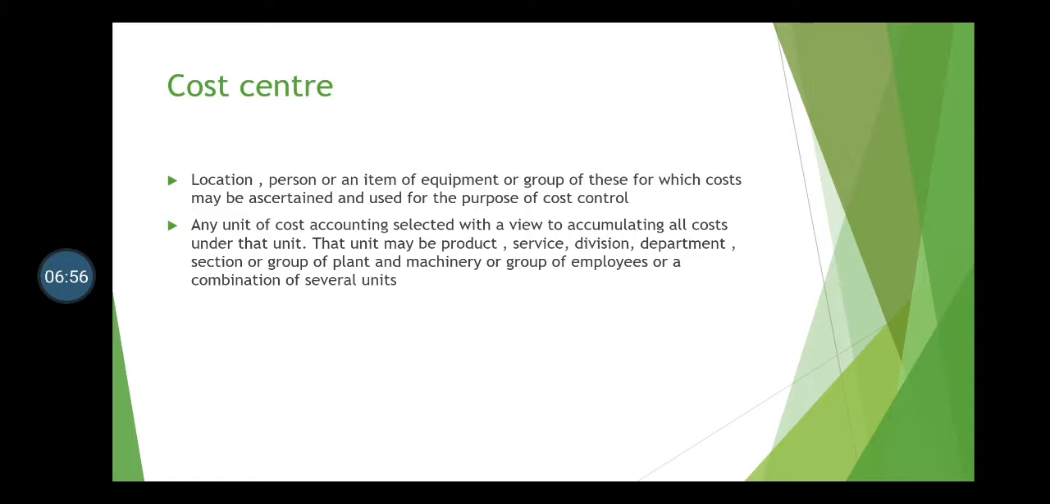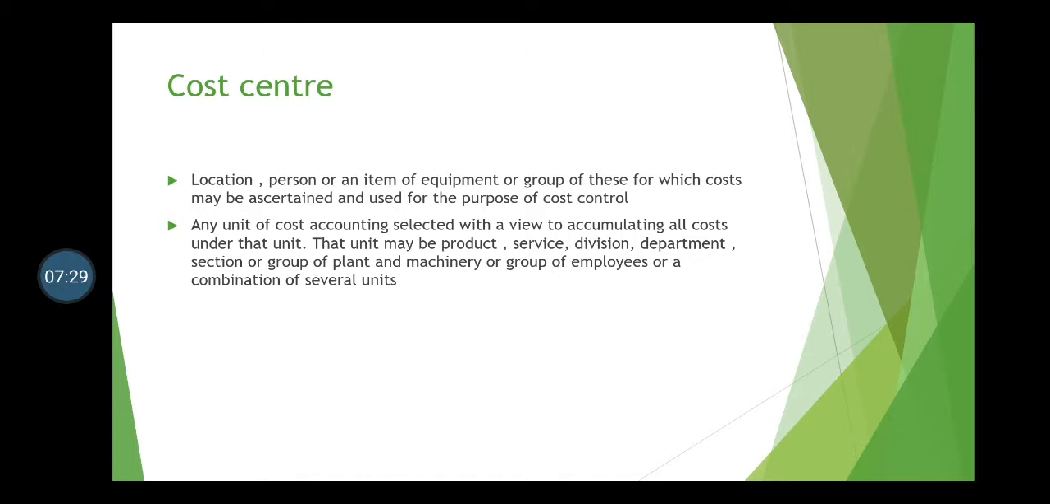Similarly, machinery. Now, machine 1, machine 2 or machine 3. Machine 1 is a cost center. Machine 2 is a cost center. What we are trying to do is find out the cost incurred by machine 1. We are trying to find out or accumulate the cost incurred by machine 2. For what purpose? For the purpose of controlling the cost. So what is a cost center? It is a unit of cost accounting which is selected with a view to accumulating all cost under that unit.